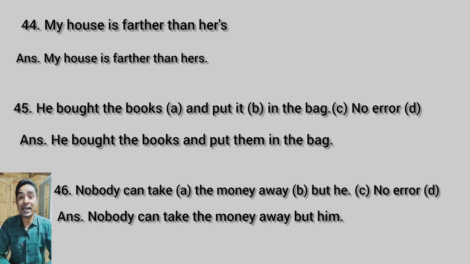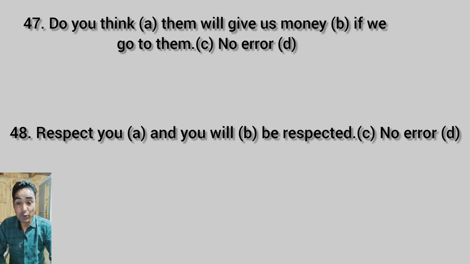No one can do this but me. It can be written, no one can do this except me. No one can do this but for me. No one can do this except for me. All the sentences have the same meaning. I hope you understood. Next, 47. Do you think them will give us money if we go to them?